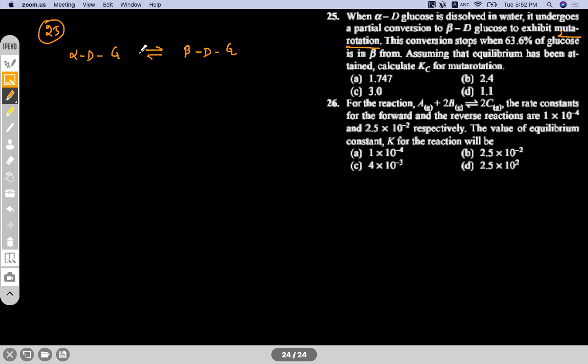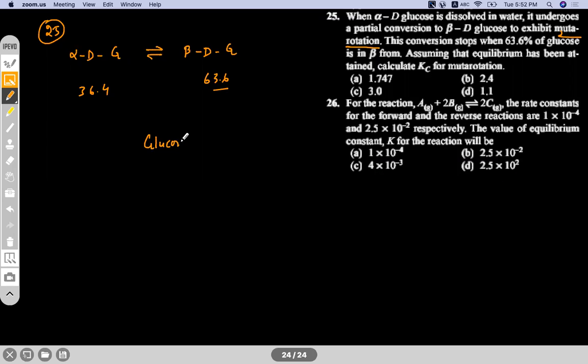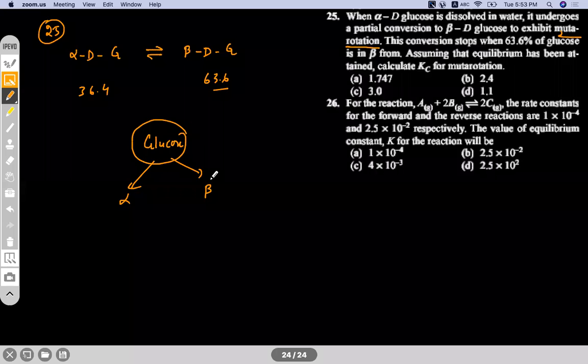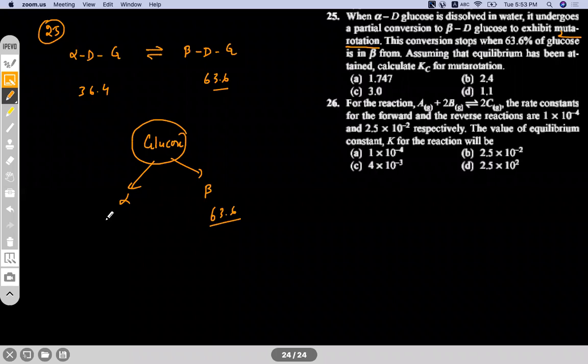So at some condition, 63.6% of glucose is in beta form, means this is 63.6 and rest is this, which is 36.4, I guess, right? We have this mixture. Means when you take glucose in the solution, it will have two forms actually. One is alpha, one is beta. That is what you can understand now. Beta form is more stable, its composition is more, and rest is this alpha form, composition is less.